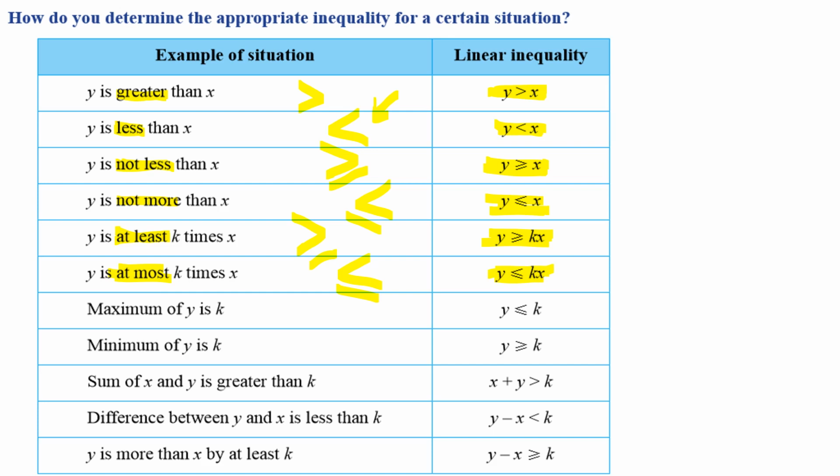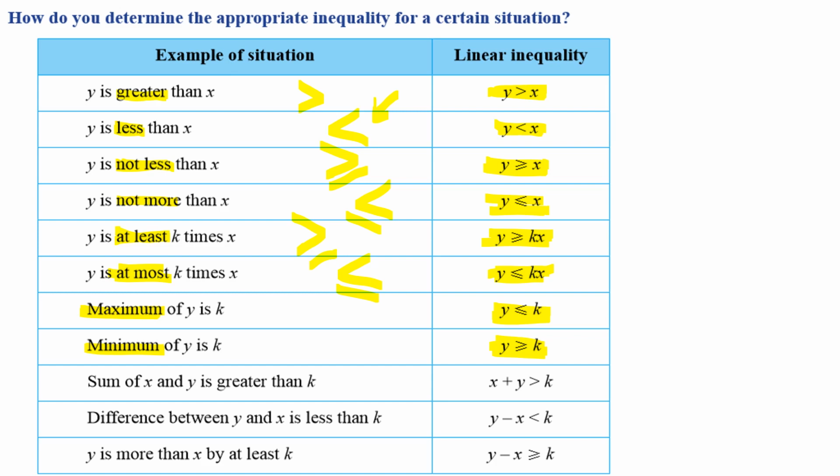Maximum of y is k. Maximum, that means y is less or equal to k. Y cannot be more than k because the maximum of y is k. So the minimum of y is k. That means y can be more than k. Minimum is k, but can be more. Okay, I hope you get it.